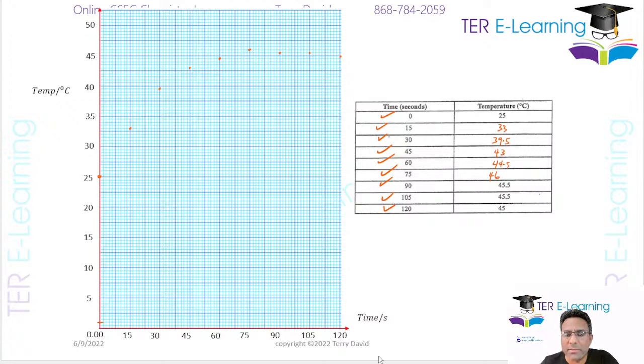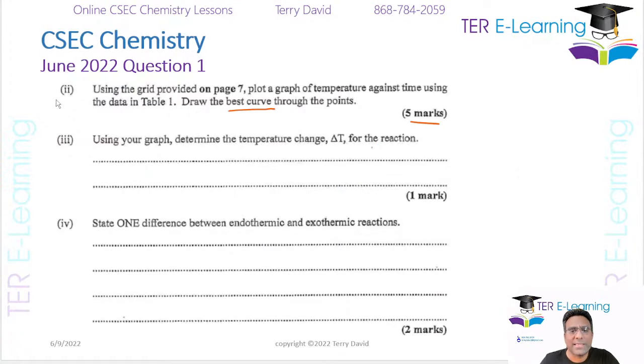So I'm going to draw a smooth curve through these points. You start here. Now this is going to be kind of hard for me to draw, so bear with me. We're not using a ruler for this because it's a curve. So we can work with that. That looks like it for me. So you're getting 5 marks just for plotting the points and sketching the curve. That's it. So that is part 2.